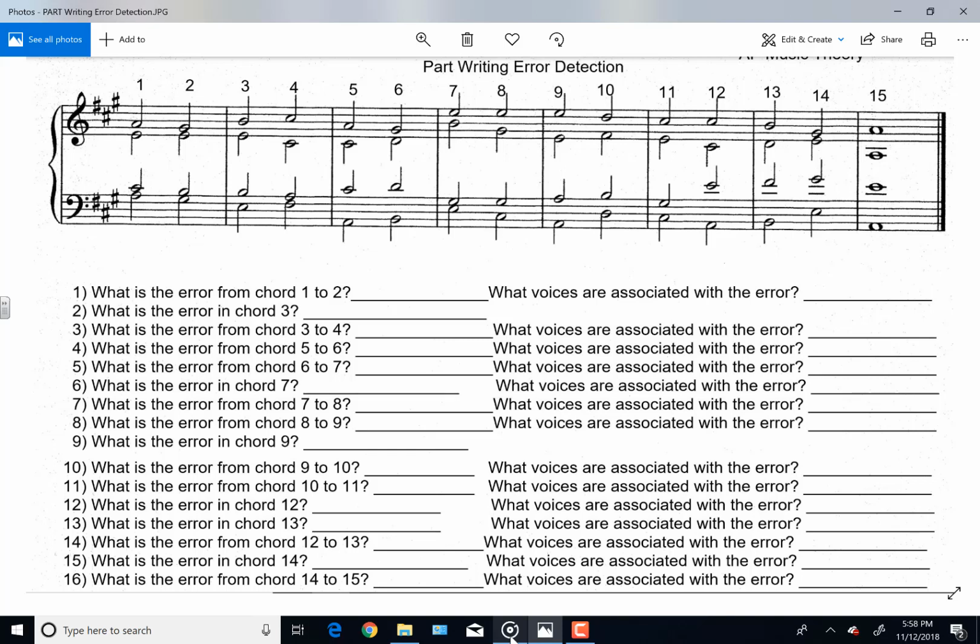Hi AP, today we're going to take some time and answer the 16 questions involving part writing error detection. So take a look at this harmonic progression very carefully and see if you can fill in the blanks. And then we'll go over our answers together.